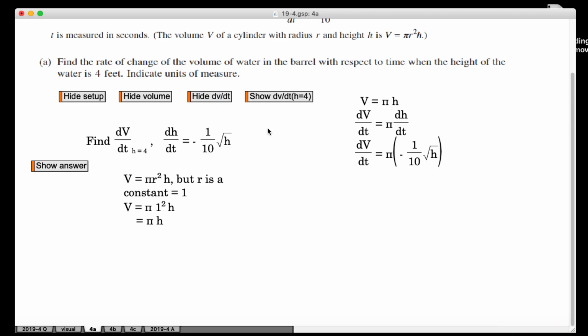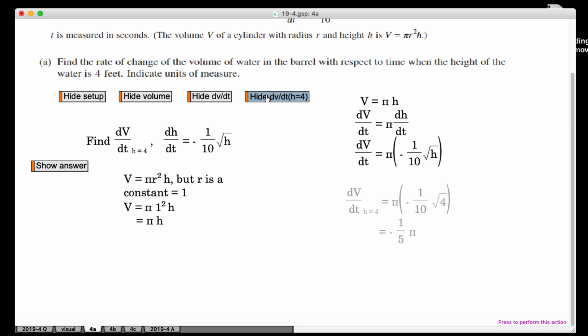So now what we have to do is differentiate. Because we have the volume as pi h, we need dv dt, so we differentiate v. So dv dt is going to be pi, it's a constant, times the derivative of h with respect to t. And now dh dt, we know over here, dh dt is right here, so we're going to substitute that in for dh dt, which is minus 1/10 square root of h. So dv dt is equal to this right here.